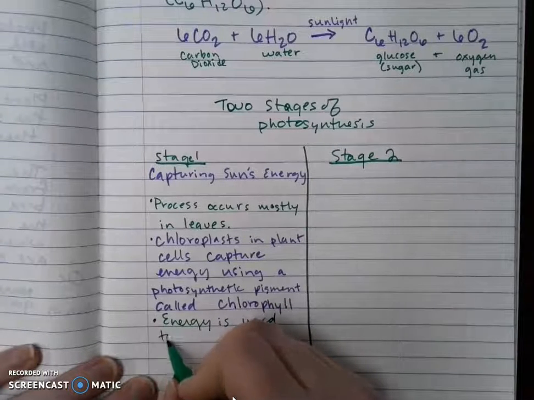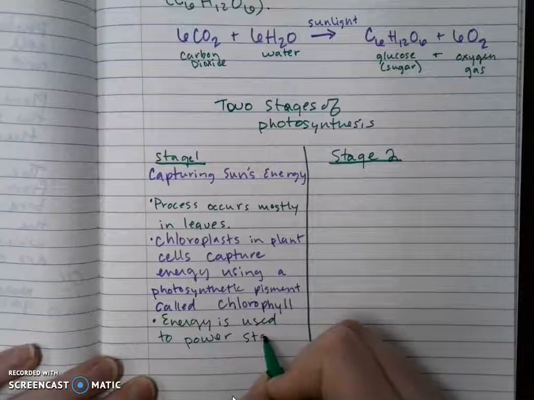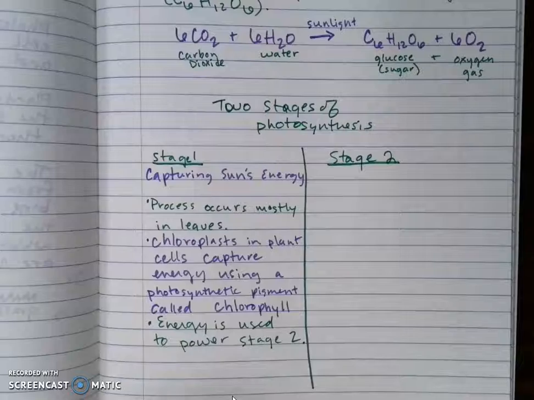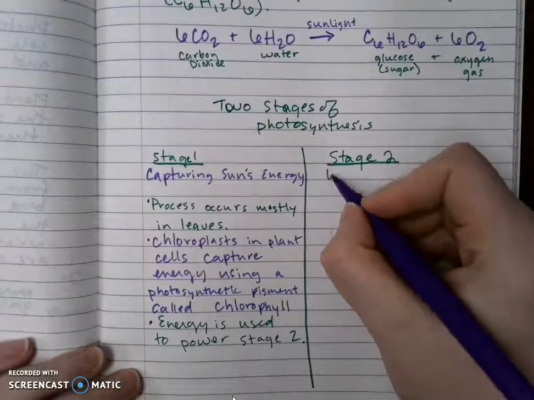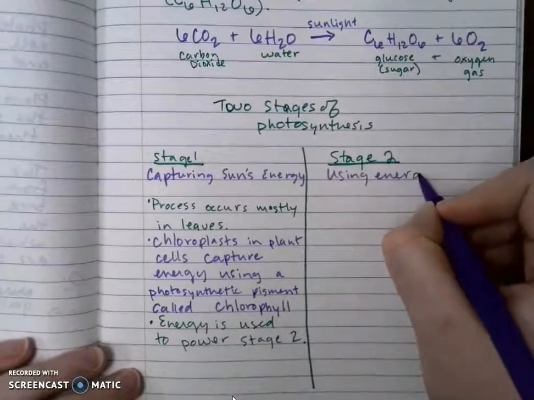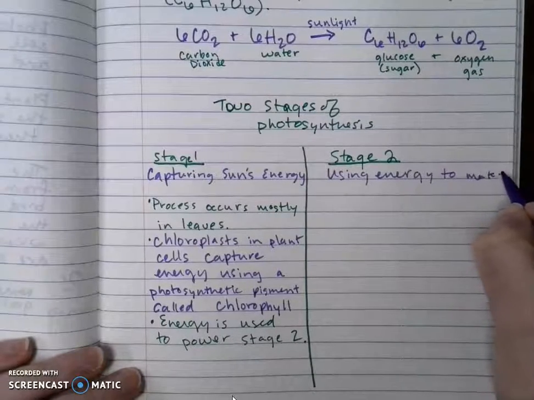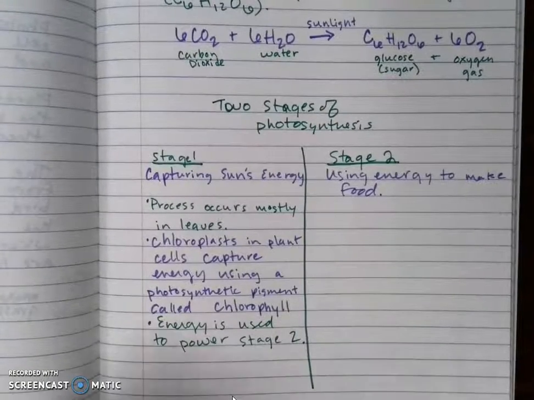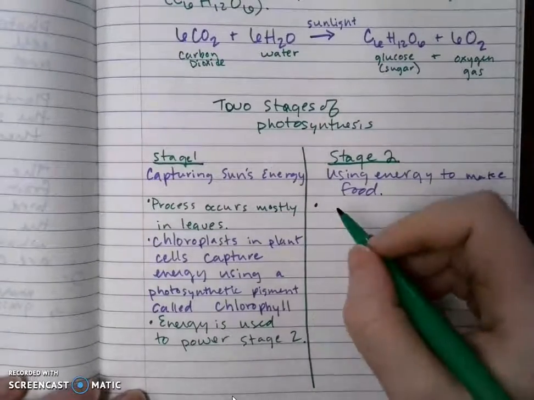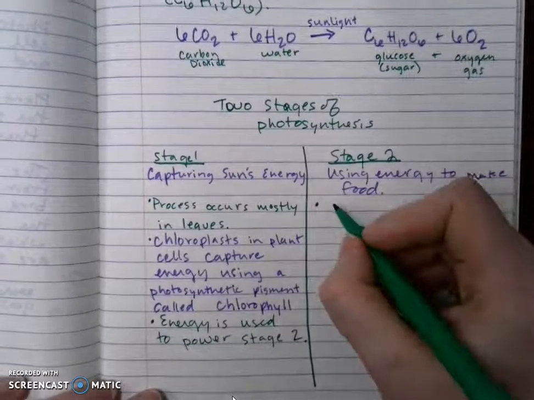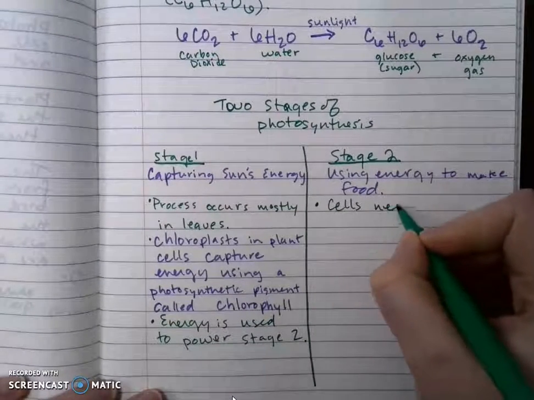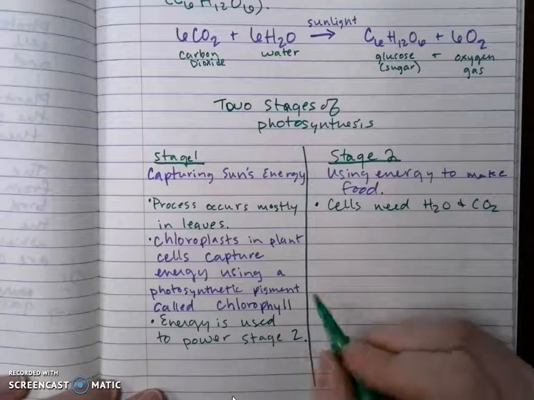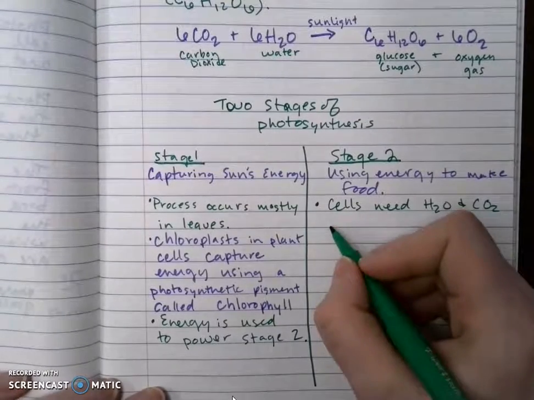And this energy that is captured is used to power stage 2. Okay, and this is when we are using energy to make food. Okay, stage 1, we captured the energy. Stage 2, we're going to use it. Okay, in this, cells need water and carbon dioxide for this stage.